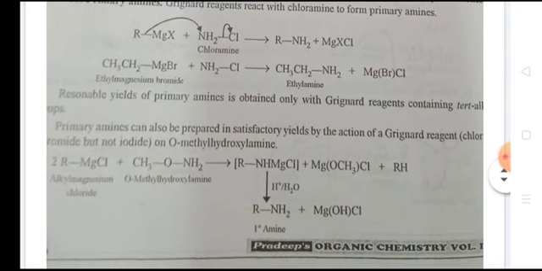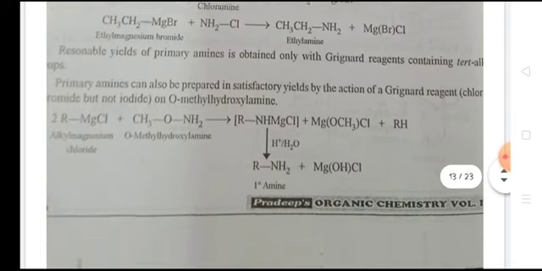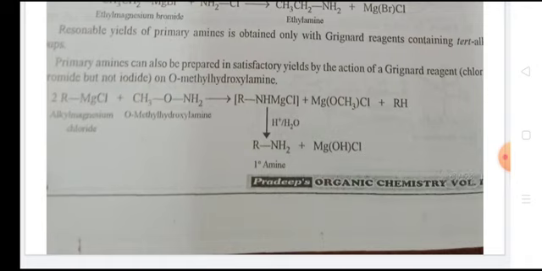RMgX plus chloramine gives RNH2 plus MgXCl. Reasonable yields of primary amines are obtained only with Grignard reagents containing tertiary groups. Primary amines can also be prepared in satisfactory yield by the reaction of Grignard reagents on O-methyl hydroxylamine.